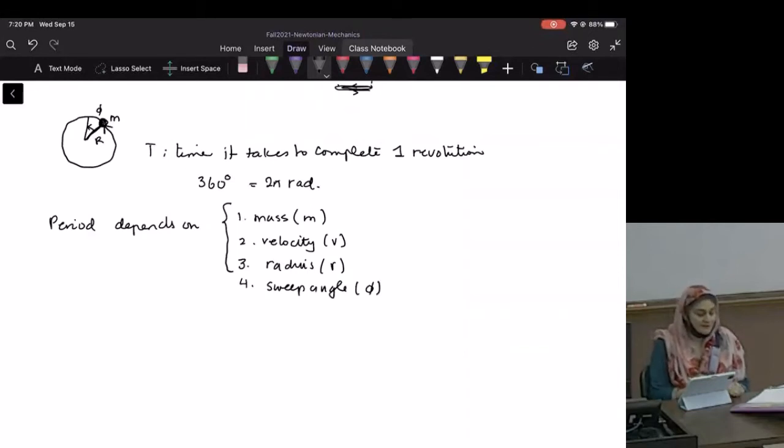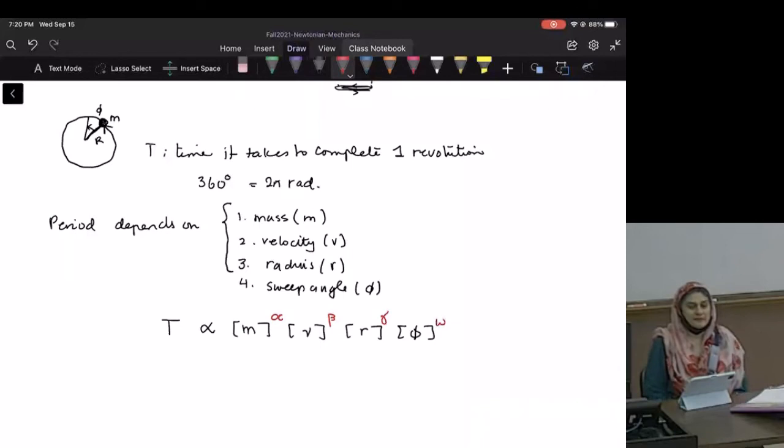That means I can write this as T is proportional to m, v, r, and phi, and then we always do alpha, beta, gamma, because we don't know what the exponents are. All we have to do now is figure out what values to put in here. One thing you need to know about dimensional analysis is that it does not necessarily know how to deal with angles, so we just ignore them. We put this equal to 1.